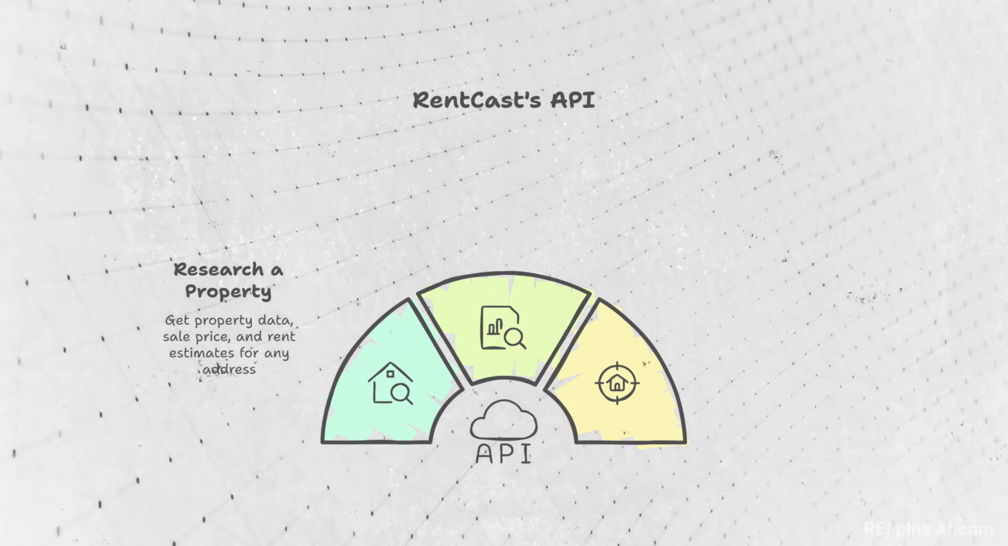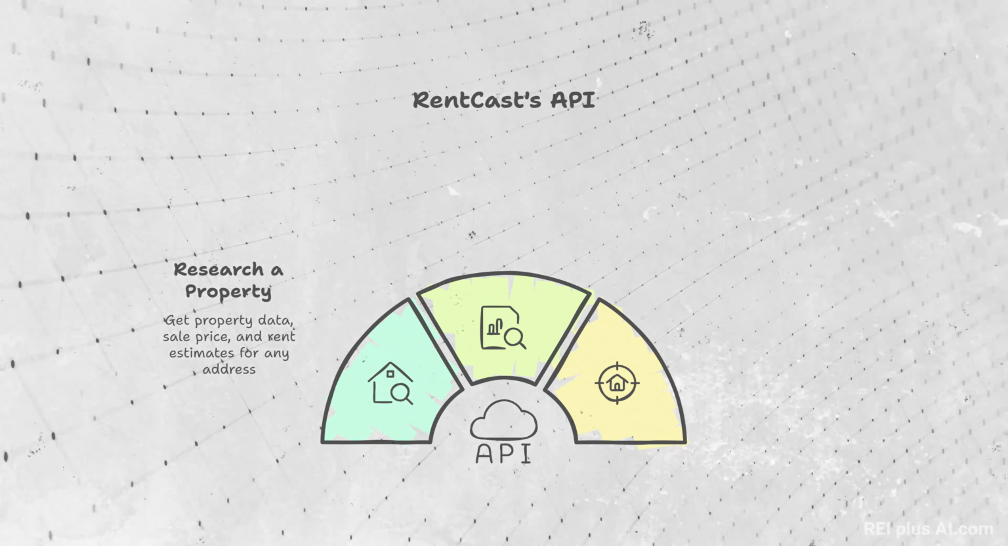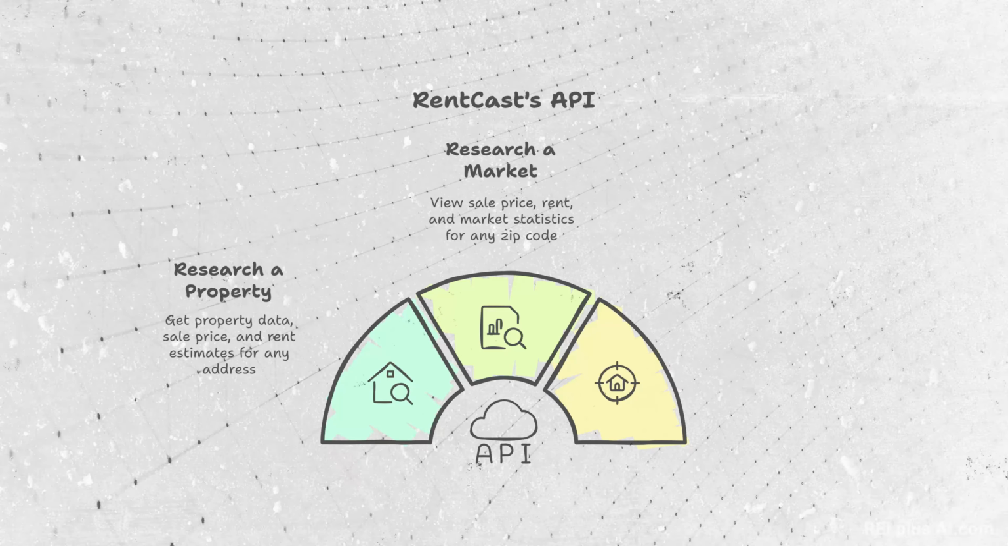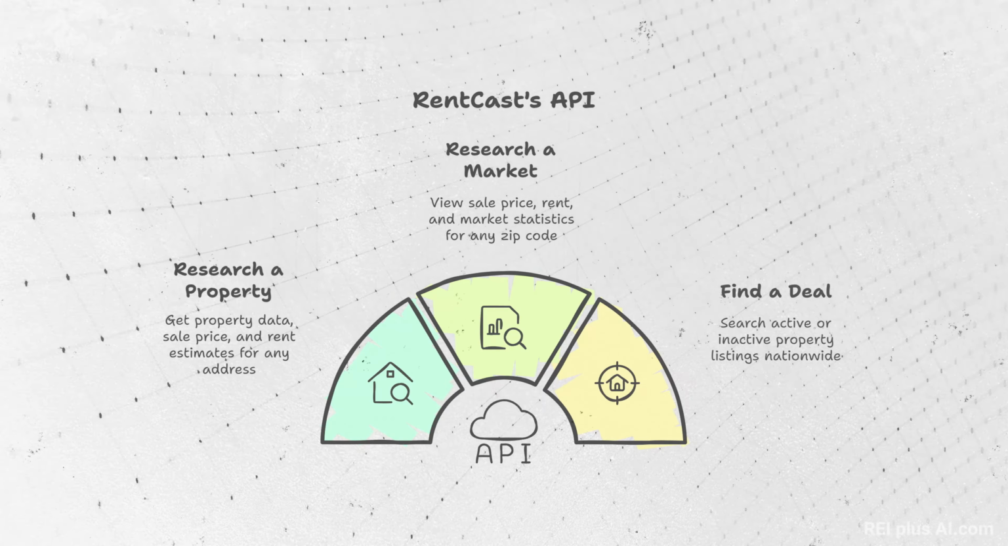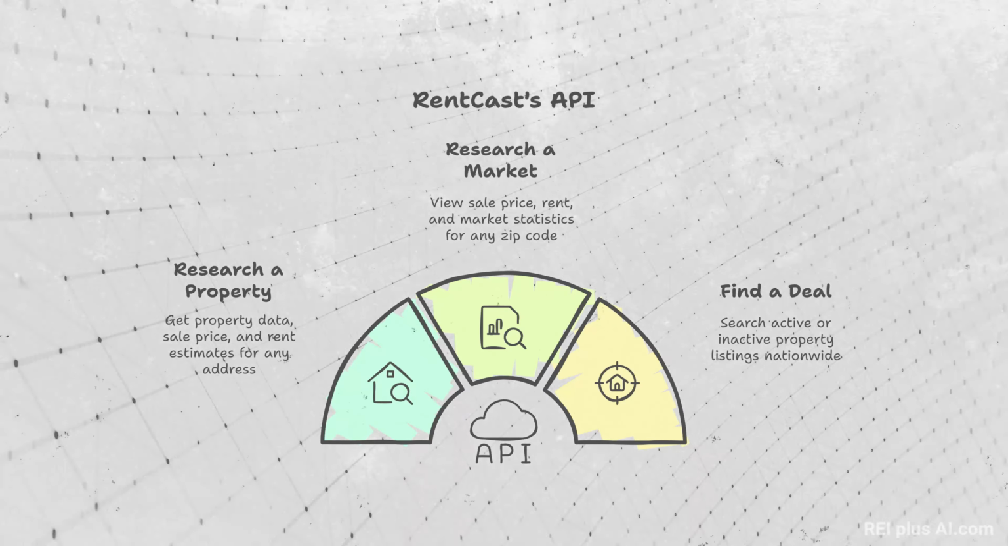Here's what the API offers. You can research a specific property, meaning you can get sale price history, public data, and a rent estimate for any address. You can research a market, which means you can pull rent trends, average prices, and many other insights for any zip code in the US. And you can search for deals, meaning the API gives you access to active and inactive listings nationwide, not just in one market. And that last piece, nationwide on-market listing access, that's what really makes RentCast stand out for people like me, those looking to use the data to help find their next deal.